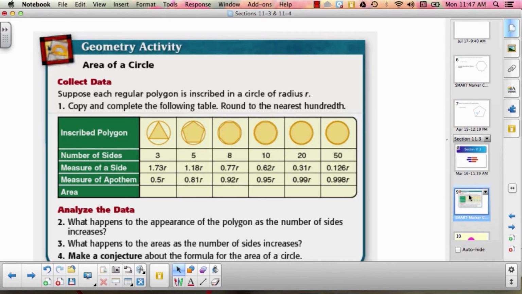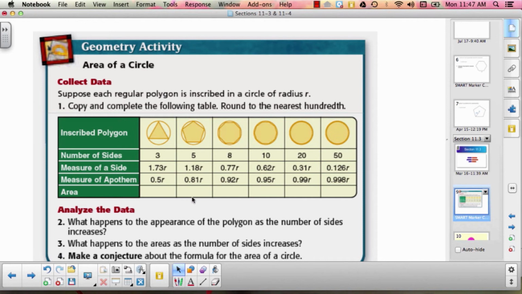You're going to do an activity using what we just figured out about areas of regular polygons. Hopefully you found out that if you take 1/2 the length of the apothem times the perimeter of the regular polygon, you get the area of that regular polygon. We're going to take that idea and the idea that if I have a regular polygon and I keep increasing the number of sides, I get closer and closer to a circle. So if I calculate the area of a regular polygon with many sides, that area is going to be very close to the area of a circle.